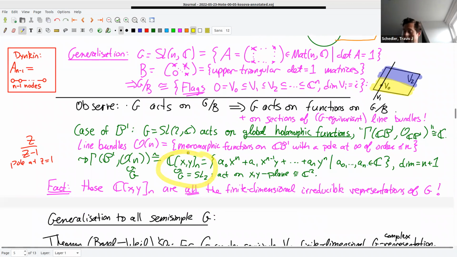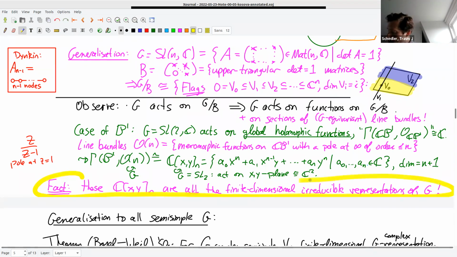SL2 is a 2 by 2 matrix. It acts on x and y by multiplying on this two-dimensional space spanned by x and y. So it just moves x to, say, x plus y, for example, and y to itself or to anything. Whatever your 2 by 2 matrix does, it tells you in the first column what x goes to and in the second column what y goes to. Now the fact is that these representations are all of the irreducible representations of this G.